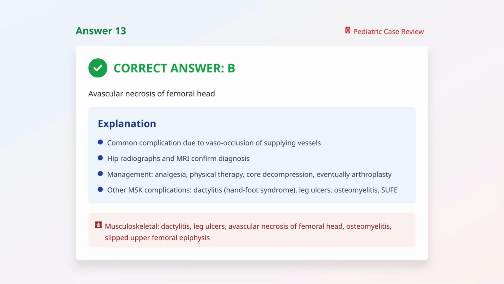While septic arthritis, slipped upper femoral epiphysis, and osteomyelitis can occur in sickle cell disease, the progressive nature of the symptoms and the age of the patient make avascular necrosis the most likely diagnosis in this clinical scenario.